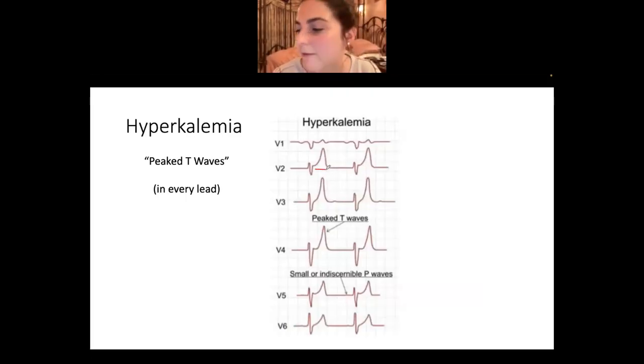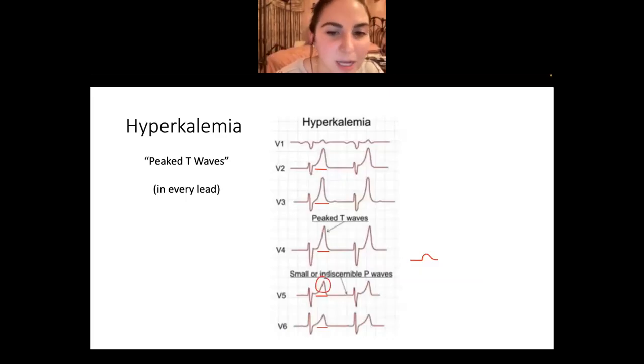So you can see in every single lead here, there's a peaked T wave. So it looks like a QRS complex, but here's the QRS complex, and then the T wave, instead of being a nice little thingy, is like this giant peak. That's hyperkalemia. And then it even says there are smaller indiscernible P waves.